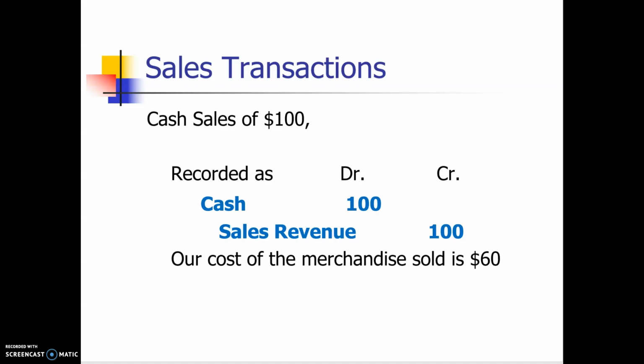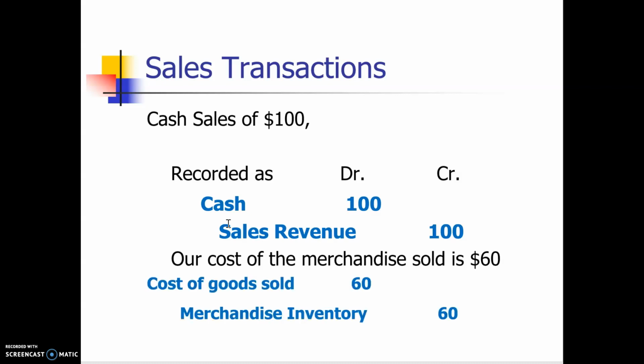Well, we record the transaction with the customer, the debit to cash, the credit to sales revenue. Now we have to also make a second journal entry to update our merchandise inventory. So we'll debit cost of goods sold $60. We'll credit merchandise inventory $60.